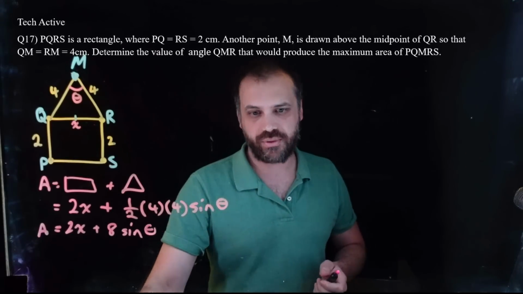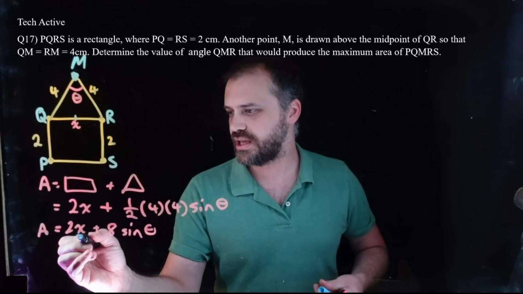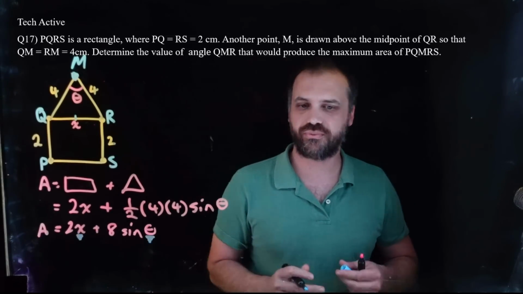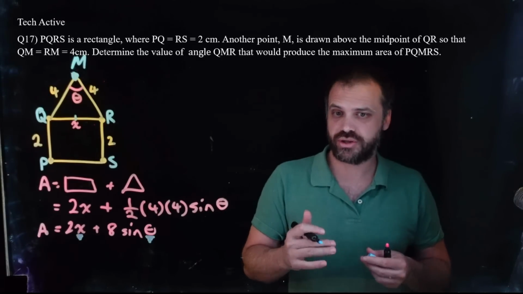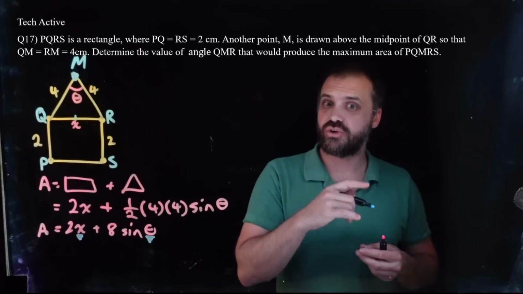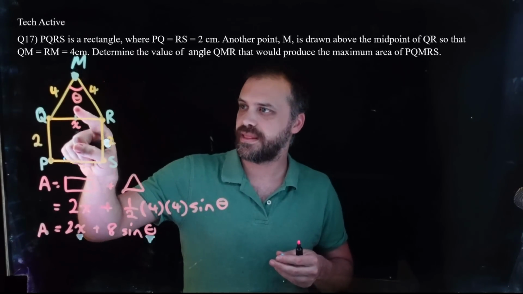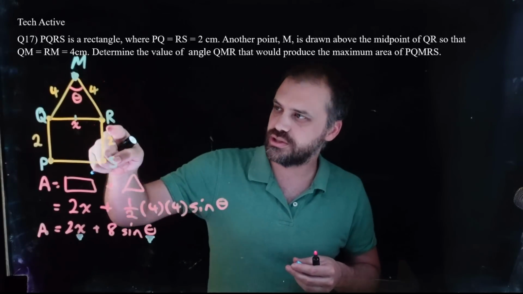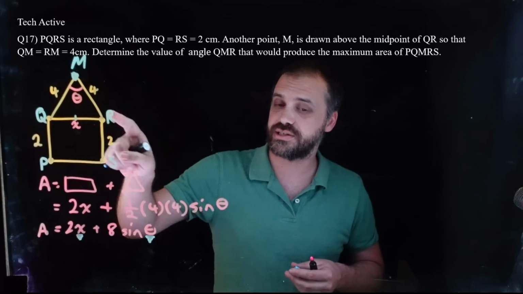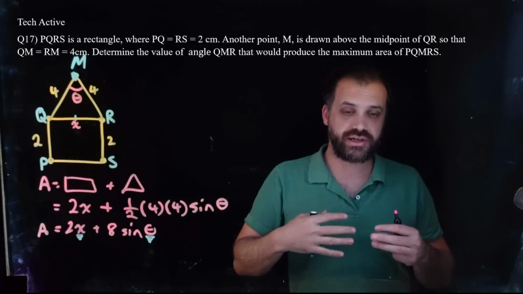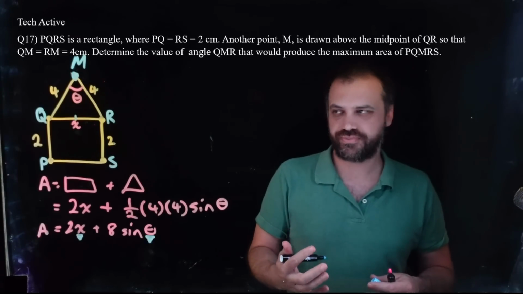But obviously we have a problem, and this happens all the time with optimization questions. We have an x in our formula and we have a theta. We have two variables in our formula, and that's a problem. So I need to come up with some kind of equation that links x and theta. When I look at this triangle, I see two sides, a third side, and an angle. 3 sides and an angle. I think cosine rule.